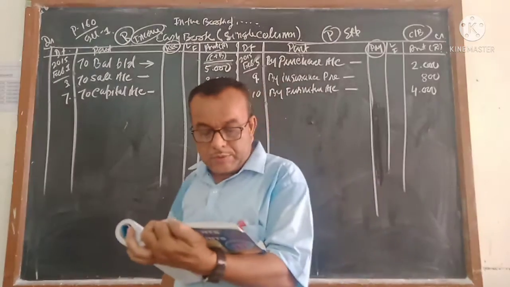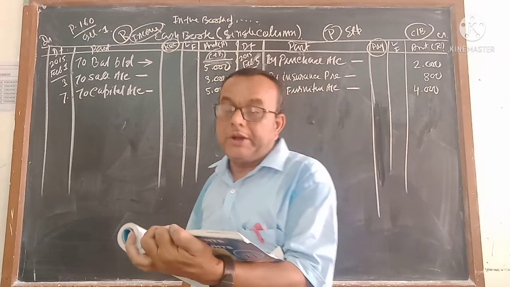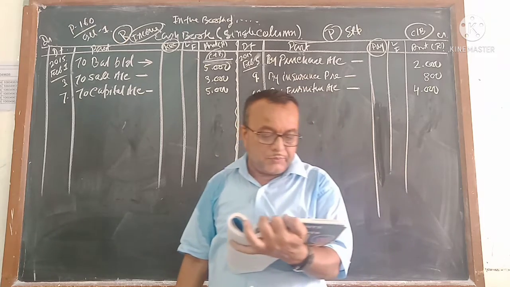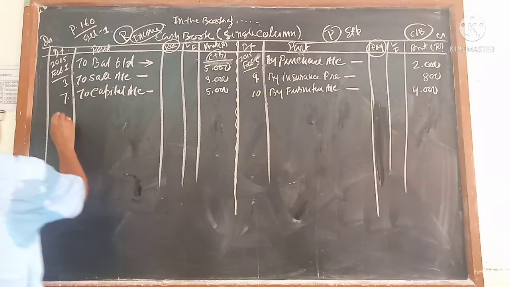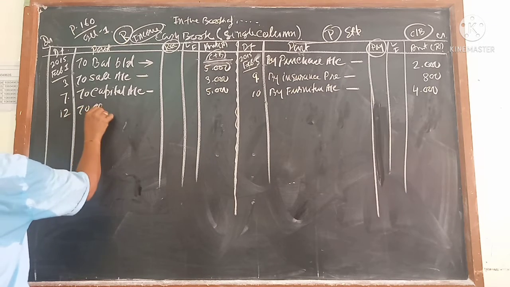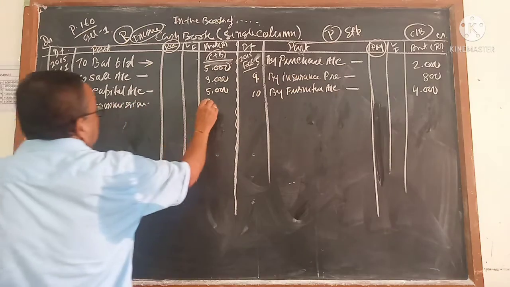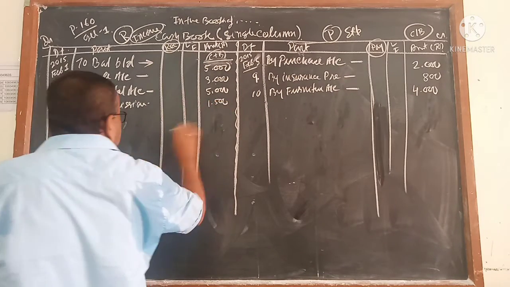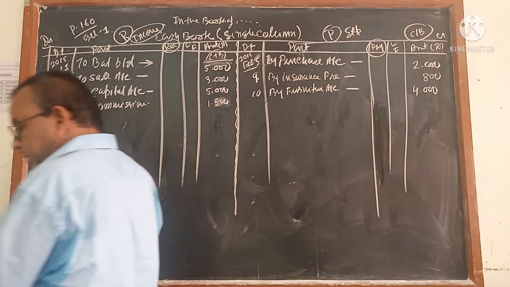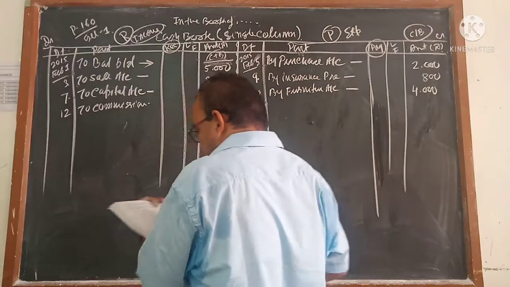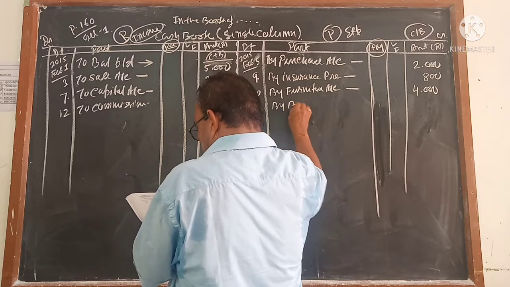Correct? Next 12. 1,500 received towards commission and 1,200 paid towards brokerage. One is 1,500 you have received for commission. Which day? 12. To commission, how much? 1,500. And brokerage you paid 1,200. This is by brokerage.